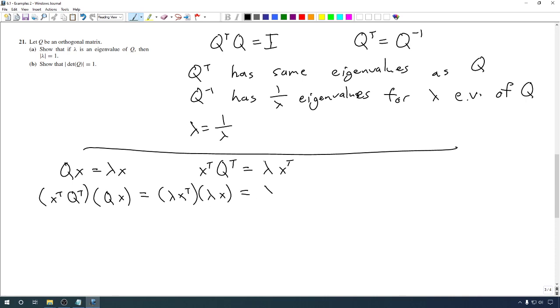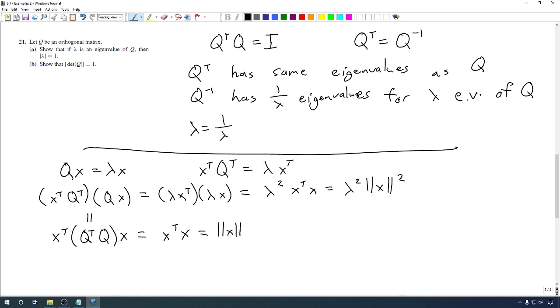Well, of course, the lambdas are just constants. We can pull them out in front. We get lambda squared, and then we have x transpose x. But x transpose x is just the norm of x squared. But we can multiply these in a slightly different way. Let's actually reorganize this. So this is x transpose times the product of Q transpose Q times x. Q transpose Q is the identity matrix. So really, this is just x transpose times x, or in other words, the norm of x squared. That means lambda squared times the norm of x squared is just the norm of x squared. Now, if x was 0, that wouldn't say anything. But we're assuming here that x is a non-zero eigenvector corresponding to lambda, or otherwise lambda wouldn't mean anything.